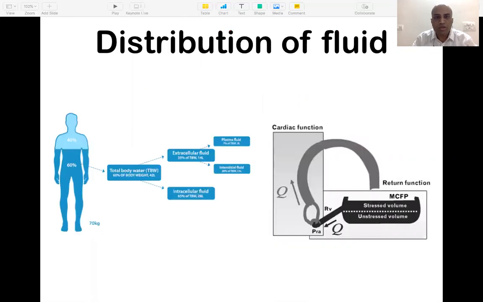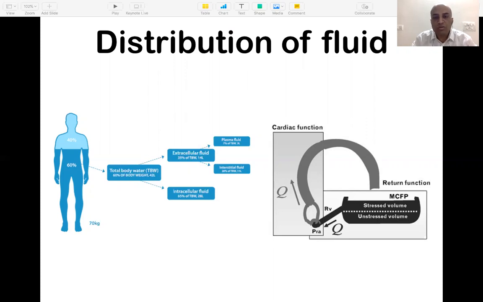If you look at the distribution of fluid, the whole body of a human being contains around 60% of body weight as water. Around 35% is extracellular fluid, and intracellular fluid contains around 65%. Among this extracellular fluid, around one-fourth is plasma fluid and three-fourths is interstitial fluid.